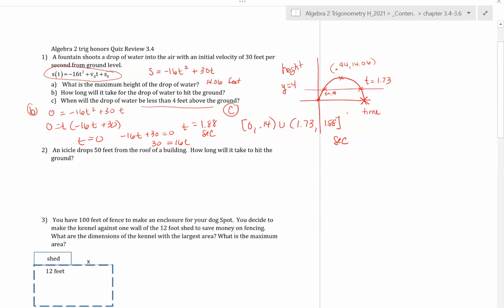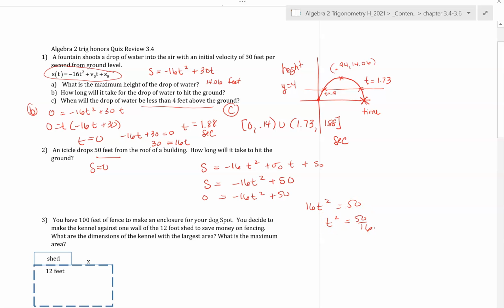So that's number 1. Let's go ahead and think about number 2. It says an icicle drops 50 feet from the roof of a building. So we're using our vertical motion. Notice that we have an initial velocity of 0. The initial height was 50. And we want to figure out when it hits the ground. So when it hits the ground, the height is 0. So we're saying 0 equals negative 16t squared plus 50. This one wouldn't be that bad to solve algebraically.